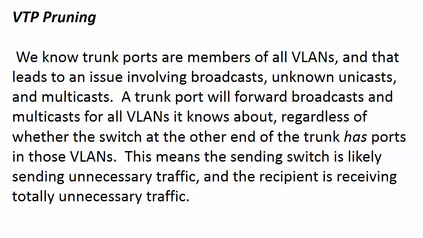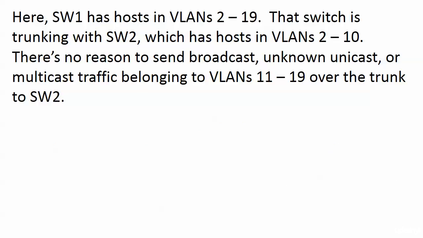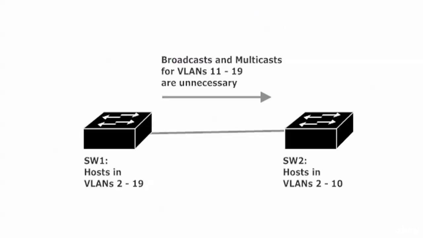Because a trunk port is going to forward broadcast and multicast for every single VLAN that it knows about, regardless of whether the switch at the other end of the trunk has ports in those VLANs. And that means the sending switch is likely sending unnecessary traffic, and the recipient is definitely receiving some totally unnecessary traffic. Let me show you exactly what I mean right here with this diagram. And a quick walkthrough here. Switch 1 has hosts in VLANs 2 through 19. Switch 2 has hosts in VLANs 2 through 10.